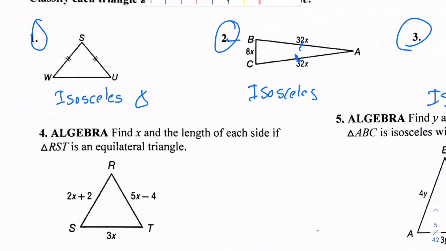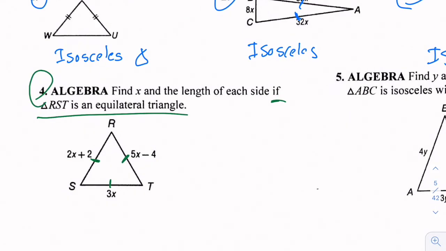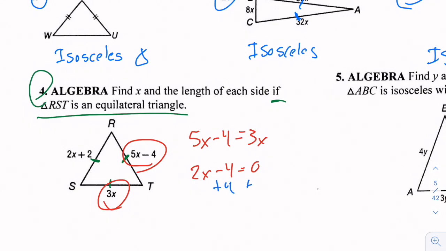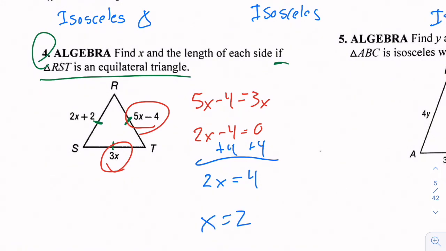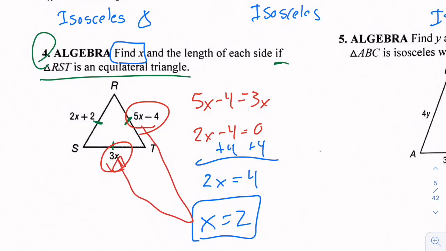All right, let's play some games here. Number 4. Find x and the length of each side if triangle RST is equilateral. Okay, equilateral, all sides are congruent. Okay, not too bad. You literally just have to pick any 2. They have to be congruent. So let's go 5x minus 4 equals 3x. 2x minus 4 equals 0. Add the 4 to both sides. Then divide by 2, x equals 2. So you find x. Remember, you're not done yet. You need to find the length. And you plug it back in. Boom, boom, boom. What do you get? Do a little mental math here.